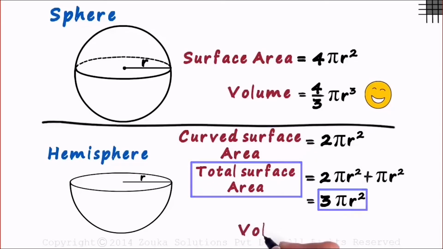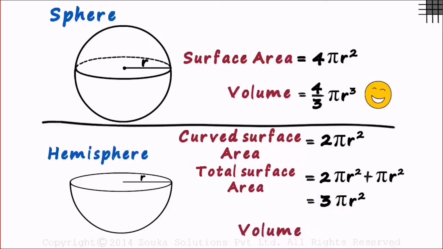What about its volume? Again, the volume of the hemisphere will be exactly half that of the volume of the sphere. Dividing this by 2, we get 2 by 3 pi r cubed.